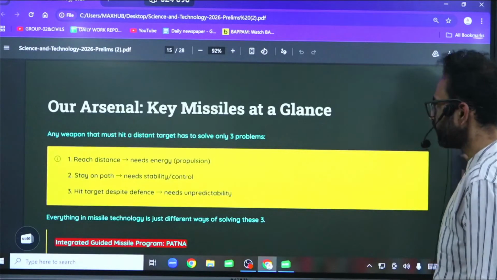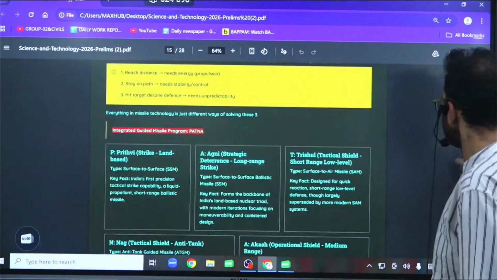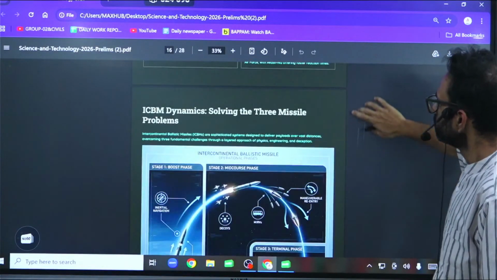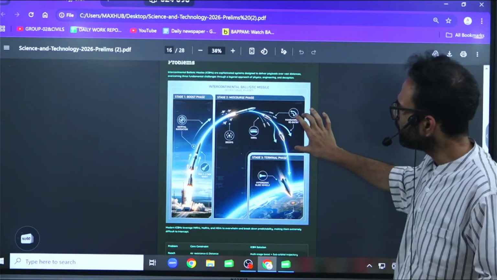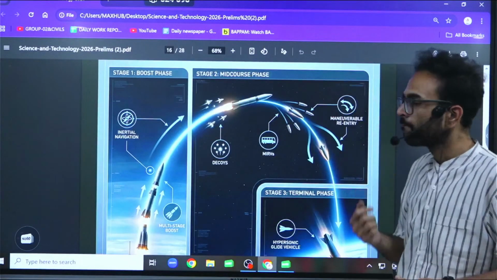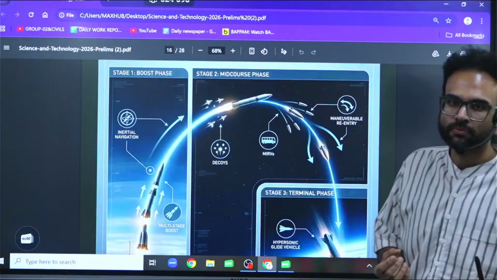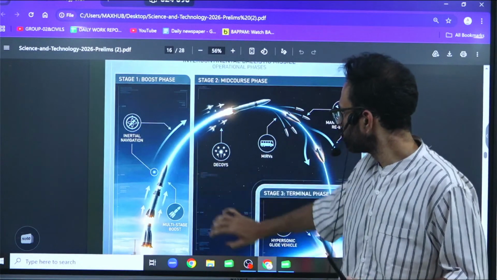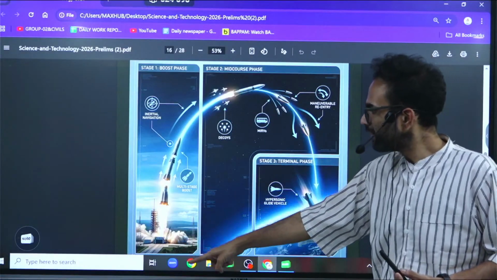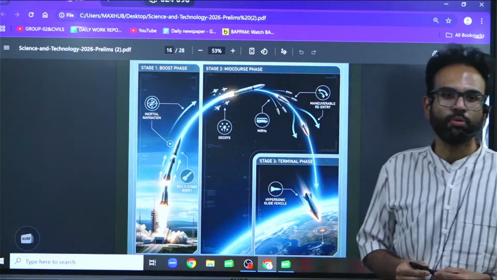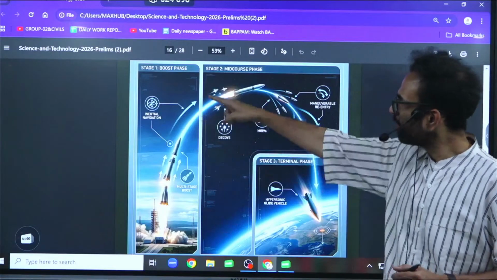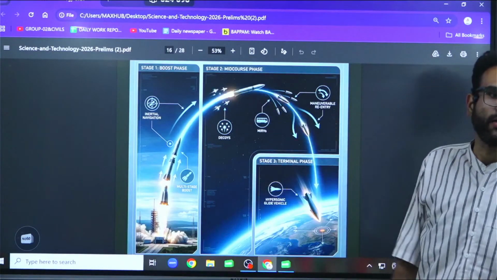So this, you see the ICBM, is one kind of missile. When you're talking about an ICBM, it starts from land. It is fired with the help of a push. There will be some initial thrust, in such a way that it will escape gravity and enter the space phase.